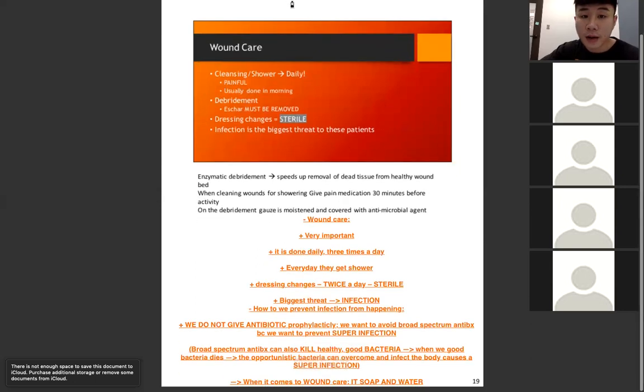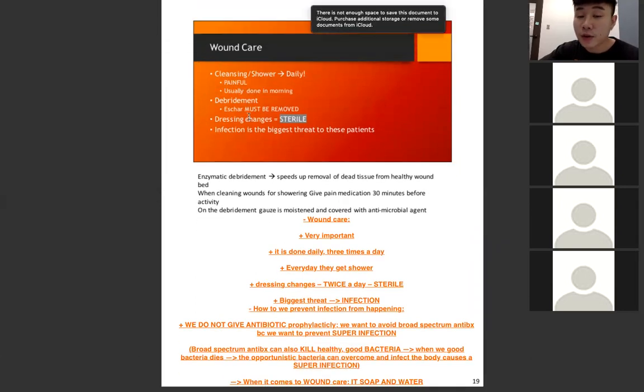All right, wound care. This is very important to know as well. We need to clean them and shower them daily, even though it's very painful. That's why it's usually done in the morning when they have more energy. We have to do debridement, where the eschar must be removed. We change the dressing, and it needs to be sterile. Infection is the biggest threat to this patient.